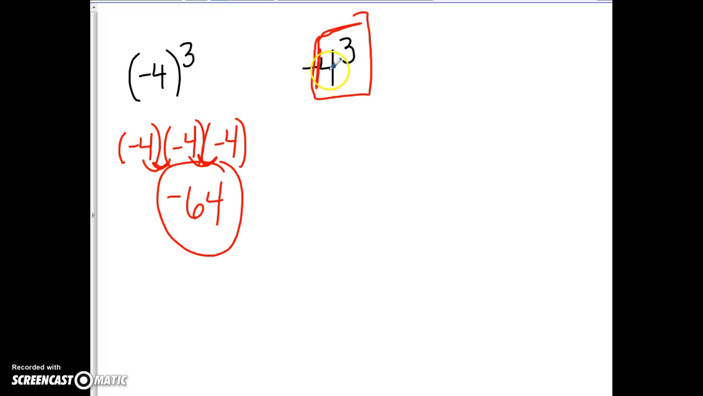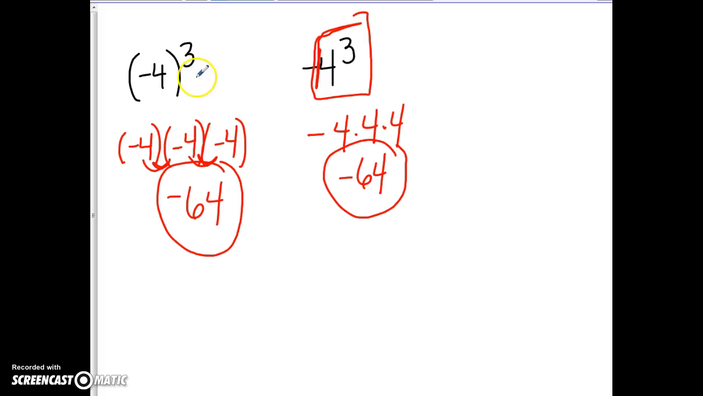It's just the 4. And then the negative sign out front is just going to come down to your final answer. So it's like negative and then 4 to the third, 4 times 4 times 4, which is 64, and then that negative sign comes down with it. So notice in this one, whether you have parentheses or not, your answer is negative 64. And that's because that exponent is odd.